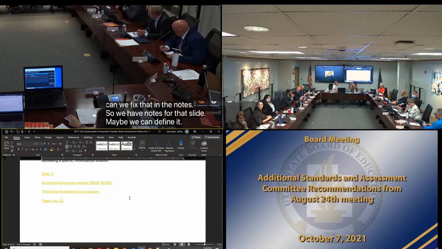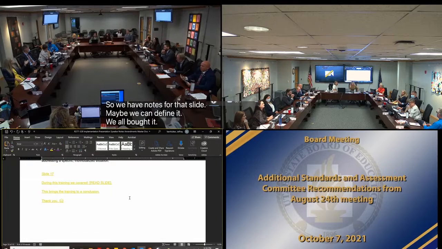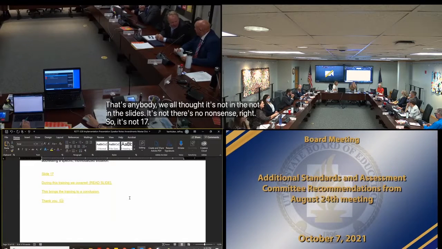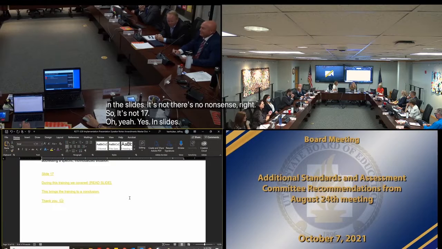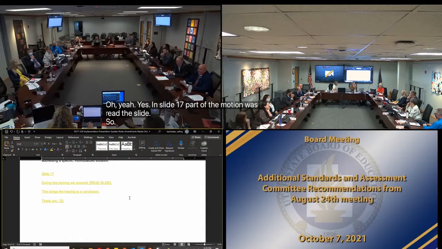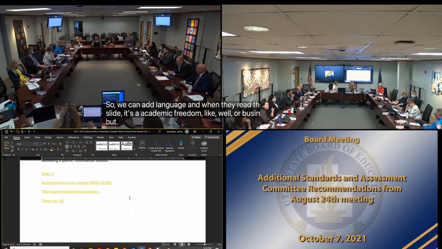Can I make a motion? We all voted. There are no notes in the slide now. In slide 17, part of the motion was to read the slide, so we can add language when they read the slide and say academic freedom means this and this. I have a suggestion.